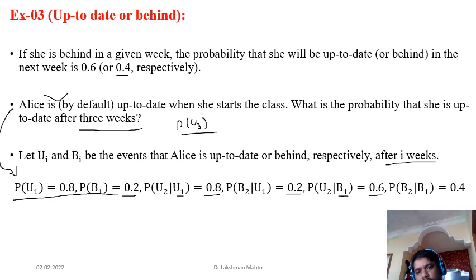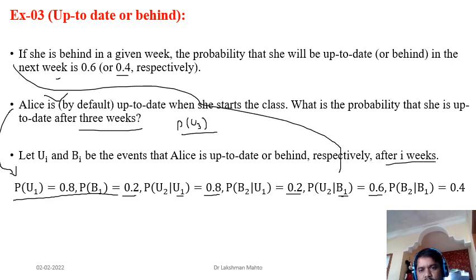Probability of U2 given B1. That means we are trying to calculate the probability of being up to date after second week, given that Alice is behind in the first week, after first week. So we are using this statement. Through this statement, it has been translated this way. 0.6, and probability of B2 given B1 is 0.4. So all the information we have already taken out from the question. So everything we now have.